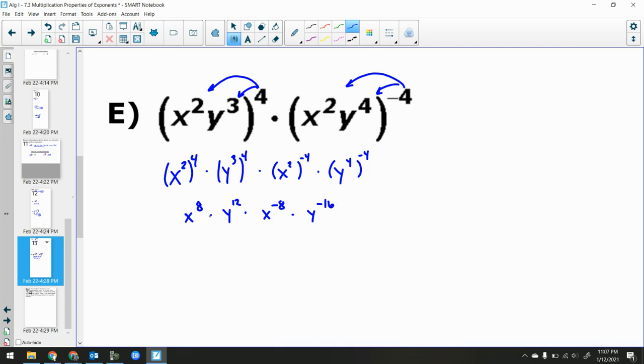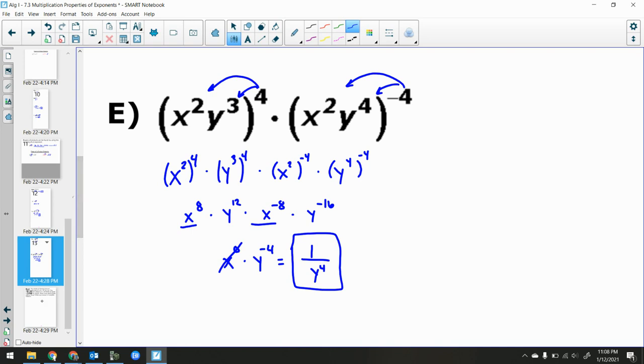All right, now what I can do here is combine these terms. Now I'm multiplying the bases, right? The product here, I'm adding the exponents, right? If I'm multiplying the bases, that's when I add the exponents. So 8 plus negative 8 gets me an x to the 0. I know that'll go away in a second. And then 12 and negative 16 gets me negative 4. All right, so this will cancel. This will go into 1 over y to the 4th. And that's my answer there.